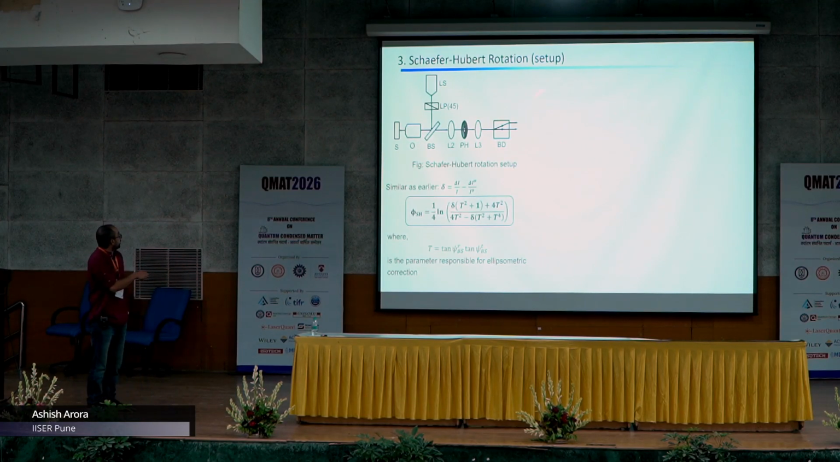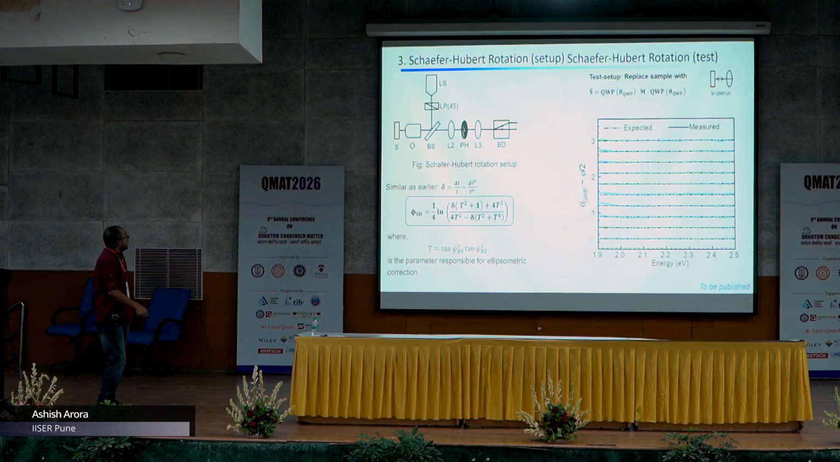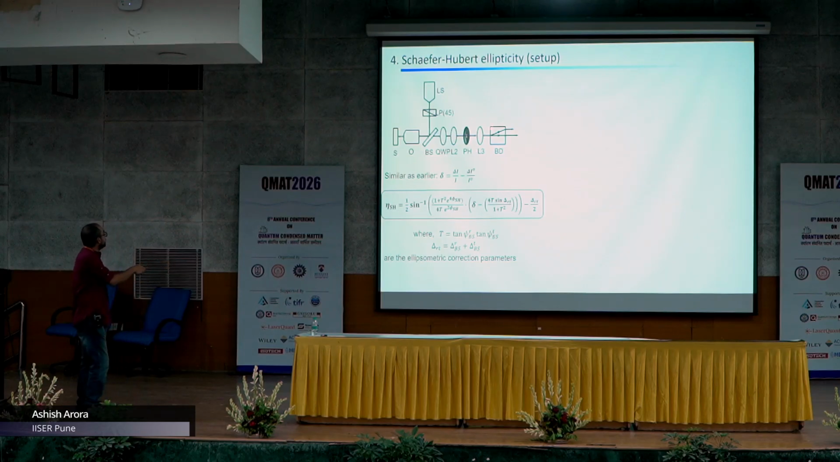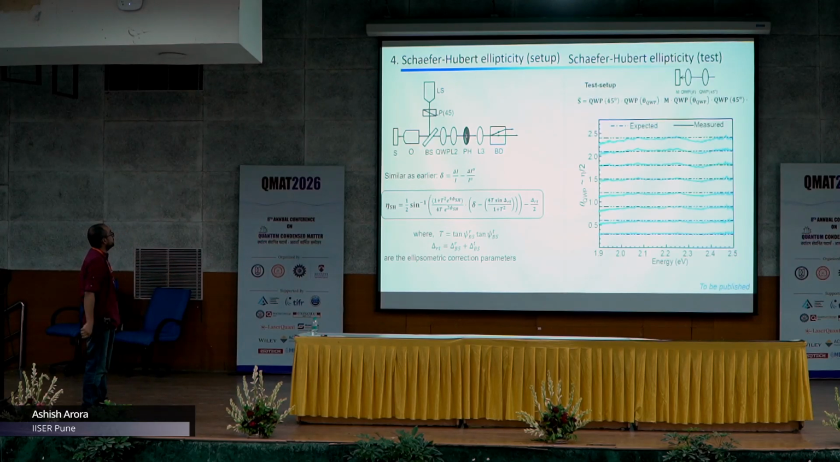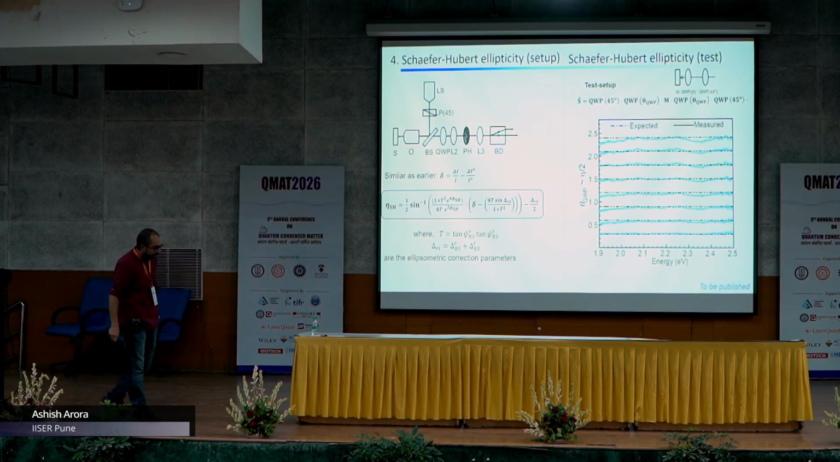In Schäfer-Hubert rotation, reflect light, the formula becomes a bit complicated because of the beam splitter, and then replace the sample with a quarter wave plate and a mirror as earlier, works. Similarly, for ellipticity there is an extra quarter wave plate, the formula is much more complicated now with tan psi and delta of this beam splitter in the picture, but more or less it works. And this is our first data which we obtained just last week. I mean, there will be more, but at low angles it seems to work well.